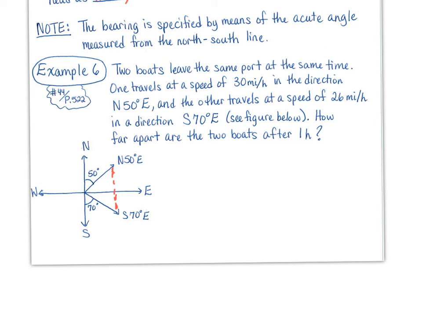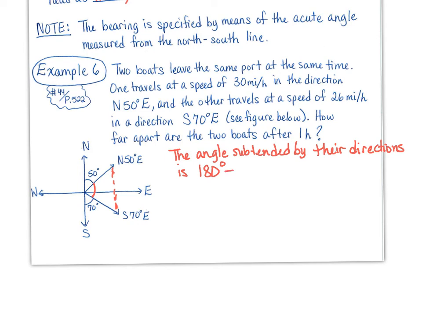I'm just going to draw a red line there and say that the angle subtended by their directions is 180 degrees minus 50 degrees minus 70 degrees, which gives us 60 degrees. So this missing angle is 60 degrees.